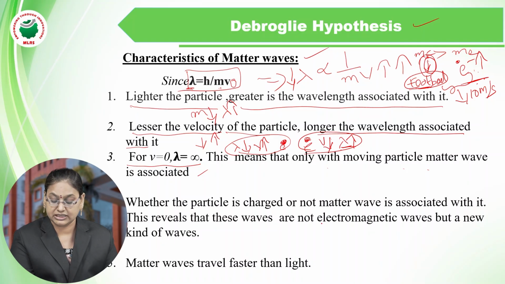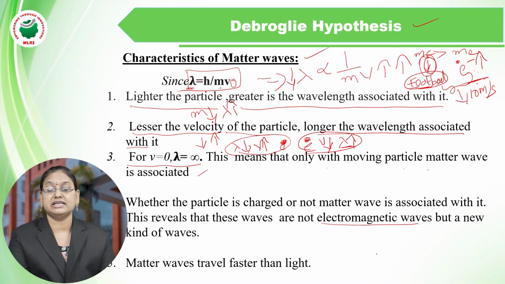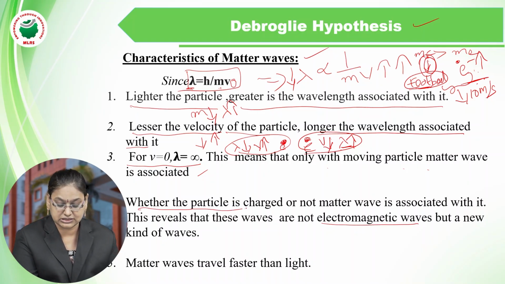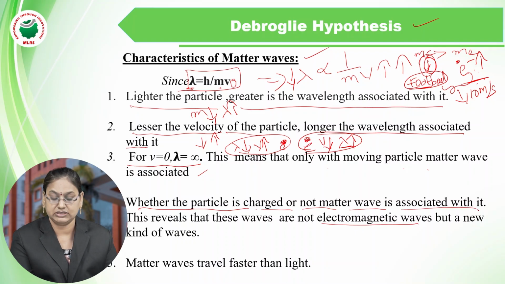Next, electromagnetic waves are produced only by charged particles, whereas matter waves can be produced either by charged particles or uncharged particles. Therefore, matter waves are a new kind of waves. They are not electromagnetic waves. You can see here that whether the particle is charged or not, a matter wave is associated with it.